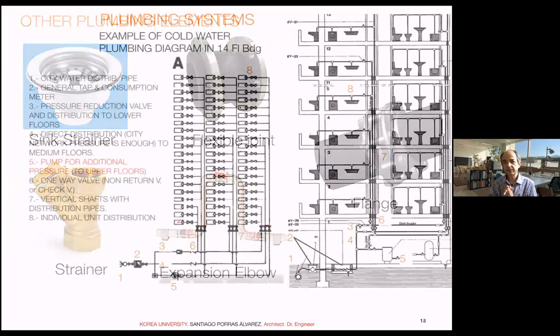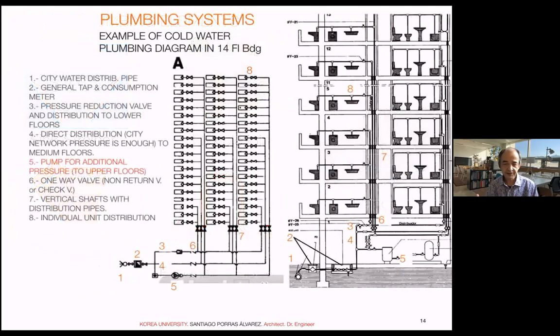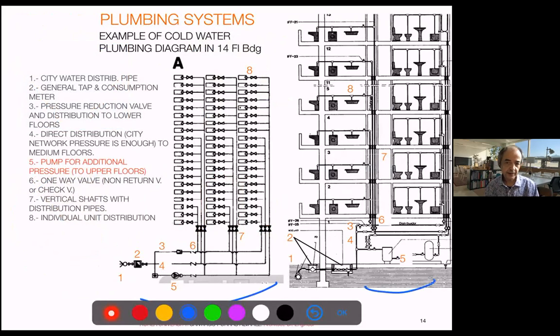So more interesting for us, this is a very generic symbolic diagram, and a bit more of a scale diagram for an apartment building, right? So you have the description of each element. We have to start from the city supply. And at the city supply, we have to make a connection, a kind of connection box.